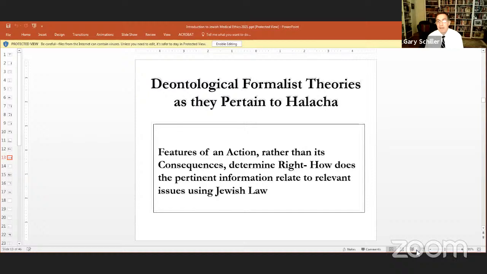We talked about Kant and the categorical imperative and the Jewish version of that: do not do unto others that which you would not do unto yourself. And since you would expect that you would be given permission to make decisions about your care, would you not extend that same to somebody else?